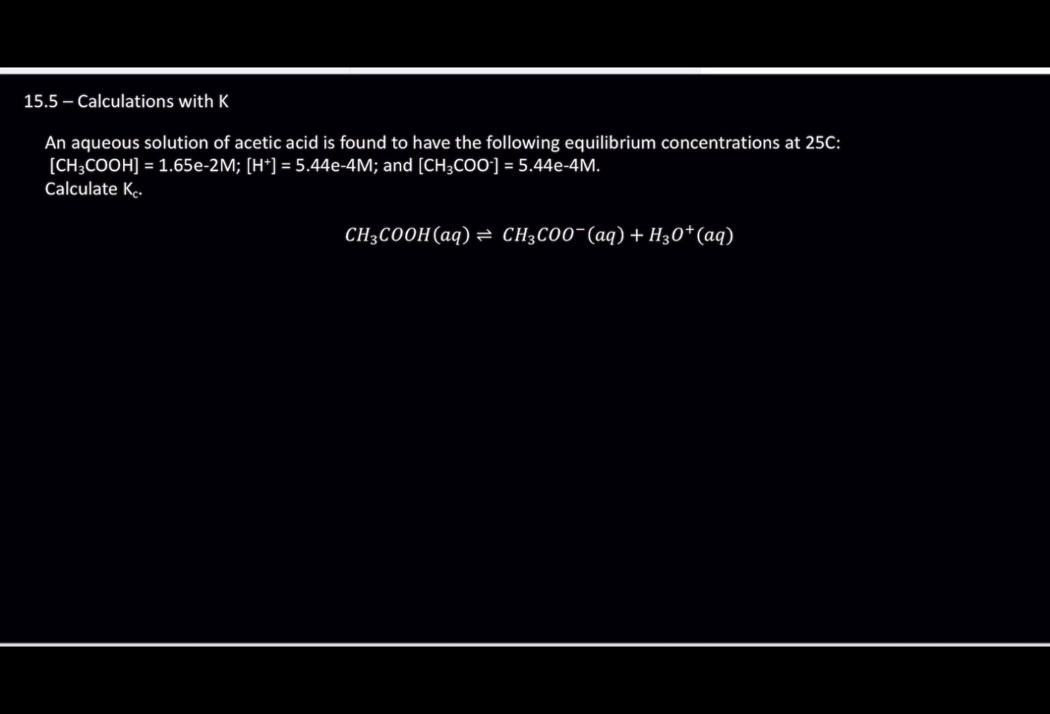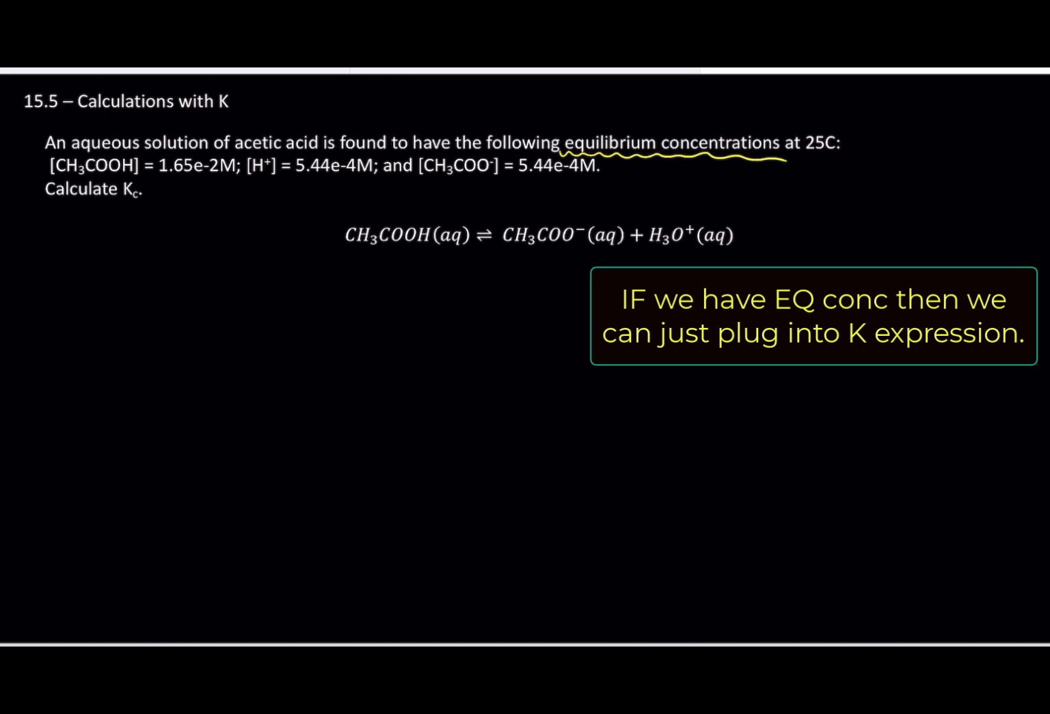An aqueous solution of acetic acid is found to have the following equilibrium concentrations. So there is the key word, right? Equilibrium concentrations, meaning that these are the concentrations at equilibrium. And it gives us some concentrations and asks us to calculate Kc.